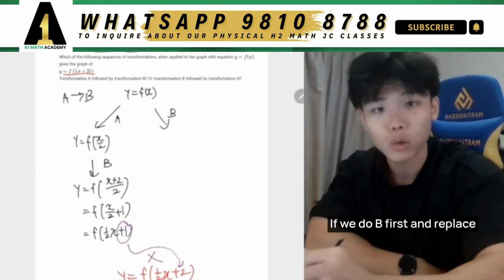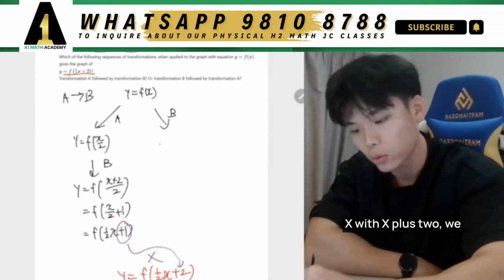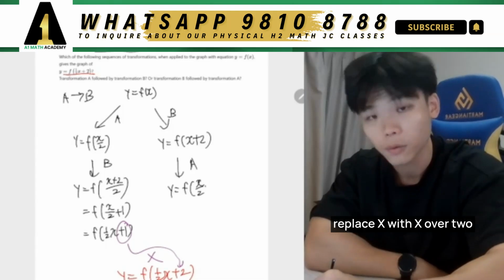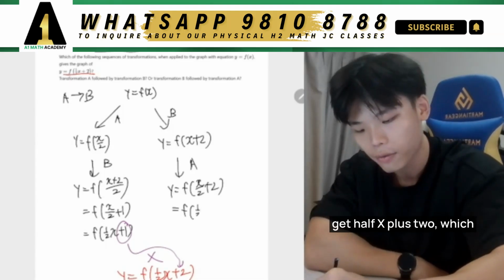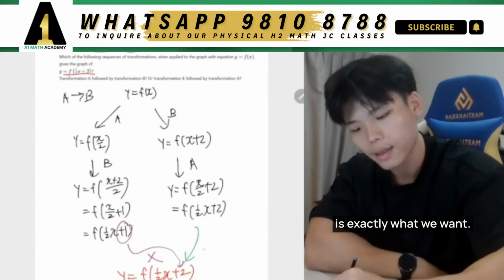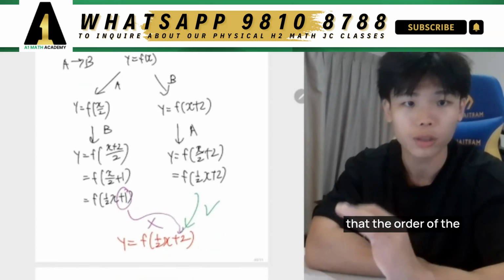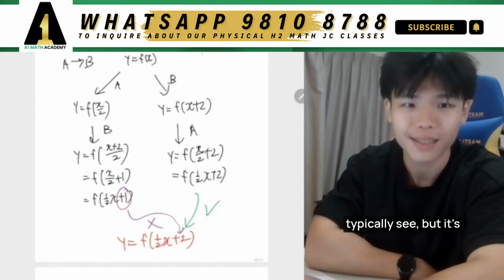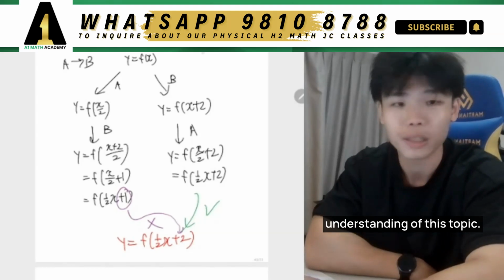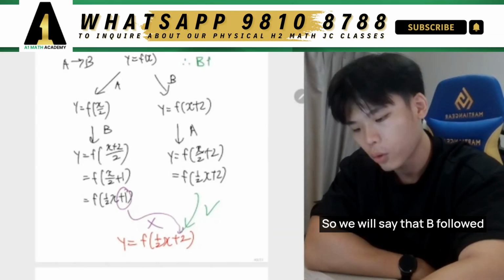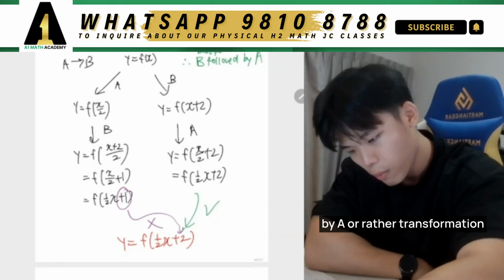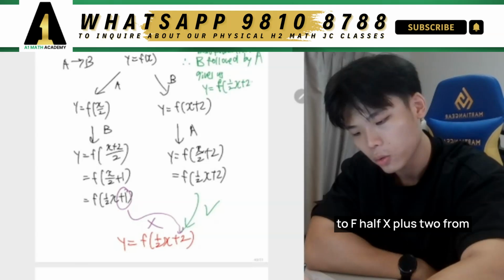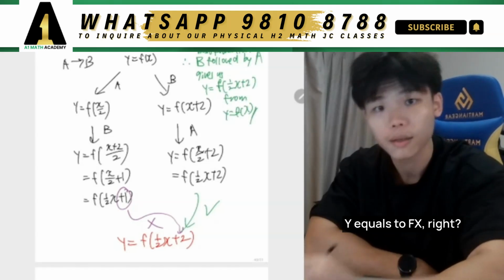Let's do B first. If we do B first and replace x with x plus 2, we get x plus 2 here. And then if we do A and replace x with x over 2 plus 2, we effectively get half x plus 2, which is exactly what we want. So this once again proves that the order of the transformation matters. This is not really an exam question that you will typically see, but it's more so to build up your understanding of this topic. So we will say that B followed by A gives us y equals to f(half x plus 2) from y equals to f(x), right? And that would be good enough.